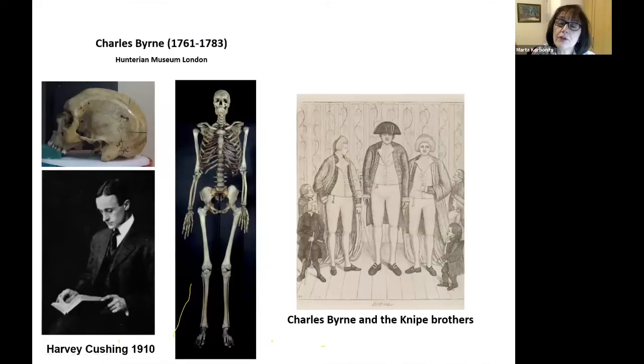So Charles Byrne, who I have mentioned repeatedly now, has his skeleton displayed in the Hunterian Museum in London. And this is the skeleton here. I showed you the x-ray of this hand earlier. And this is his skull. And here you see this cut. This cut was done by Harvey Cushing himself about 100 years after the giant died.